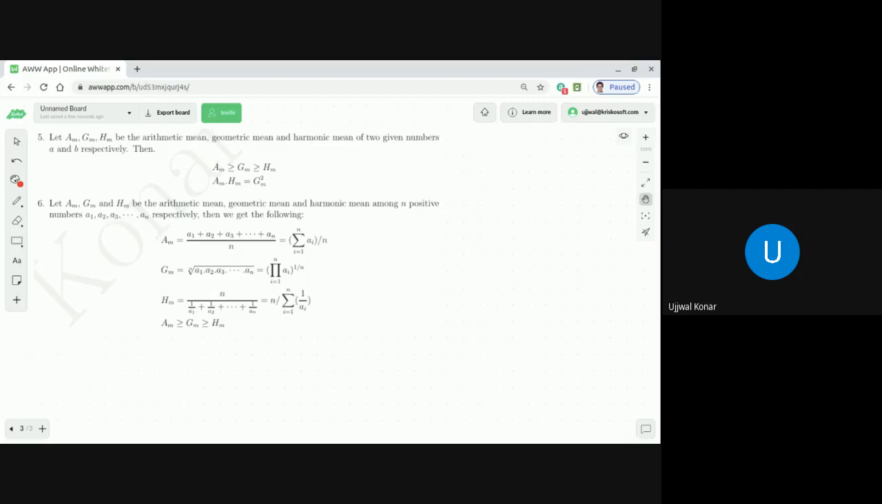Let AM, GM, HM be the arithmetic mean, geometric mean, and harmonic mean of 2 given numbers A and B respectively. Then the first and foremost thing, very, very important, is that arithmetic mean is always greater than or equal to geometric mean, which is always greater than or equal to harmonic mean. Got it, dear students? And second thing is that geometric mean square is equal to the product of harmonic mean and arithmetic mean. Very, very important.